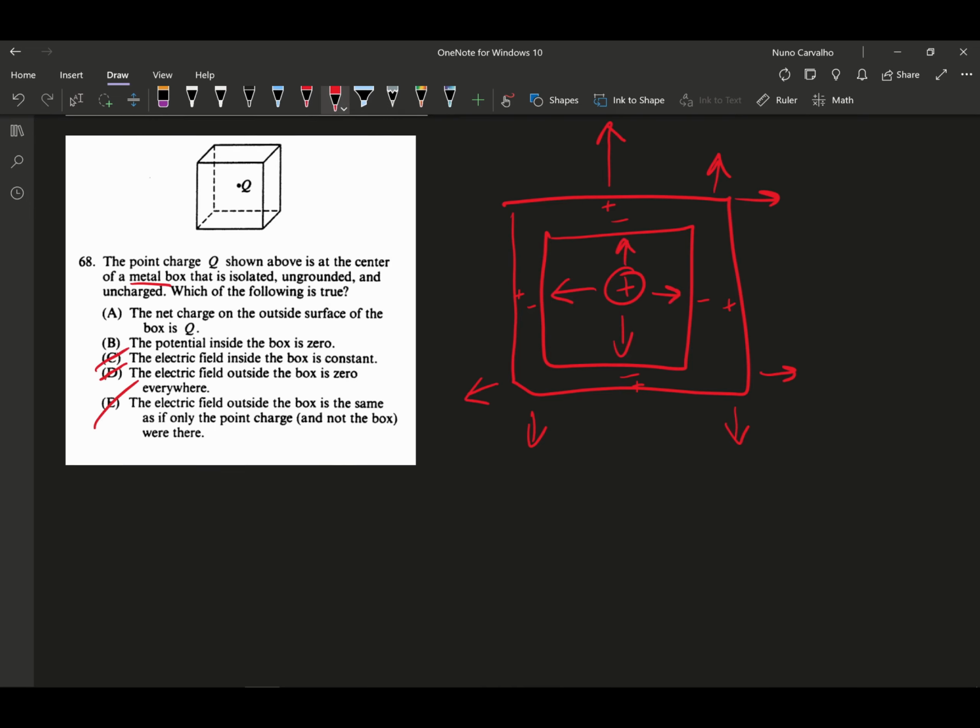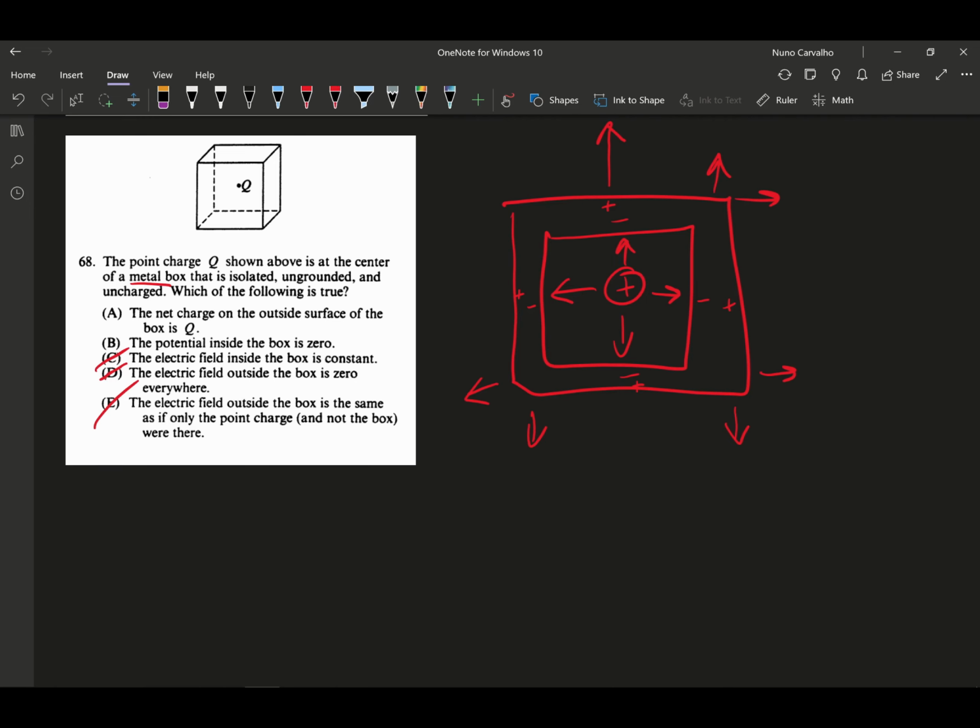B, the potential inside of the box is 0. No, this is not true, really for just one reason. For the potential inside the box to be 0, we would probably need there to be no electric field as we go from infinity in to here, and that's not true. We see both an electric field inside of the box and outside as well.